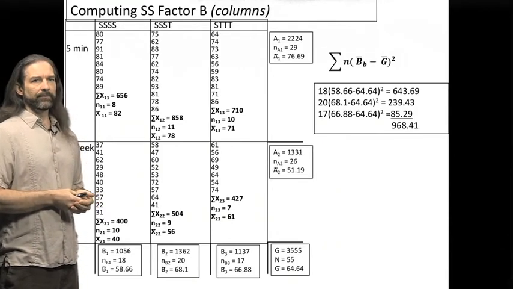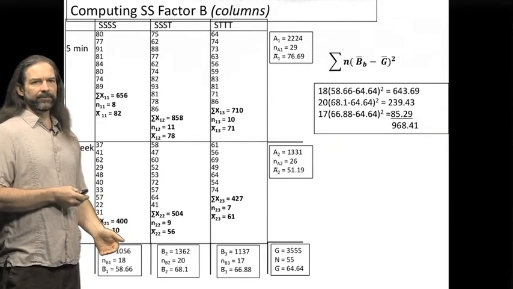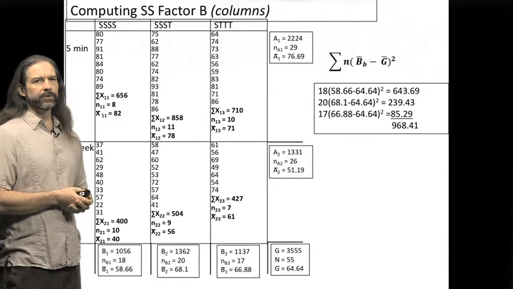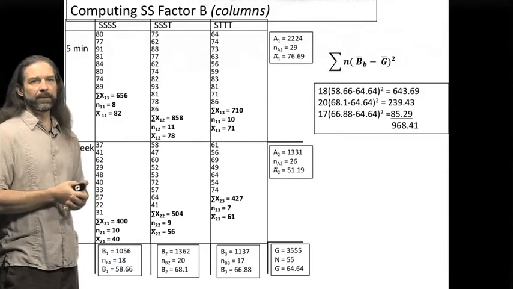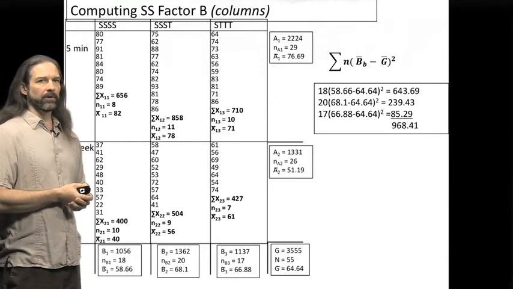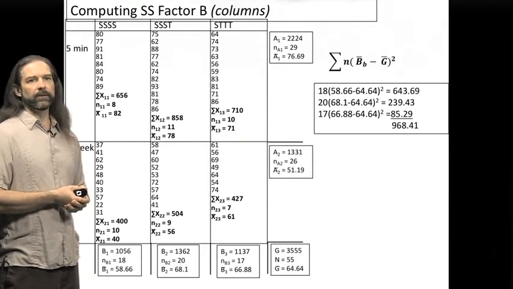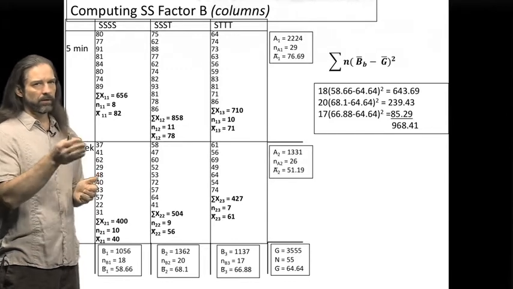So now again, I've got the appropriate n, 18 for this first column. I've got the 58.66 for that first marginal mean for columns, minus that familiar grand mean that we've been seeing of 64.64. I do the math on all 3 of those, and then I add them together. I get 968.41.